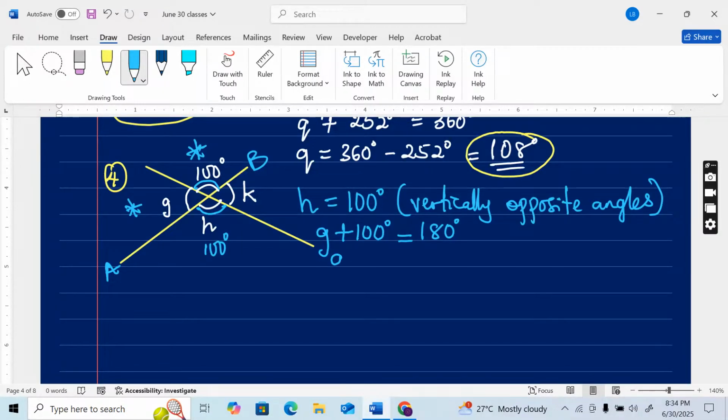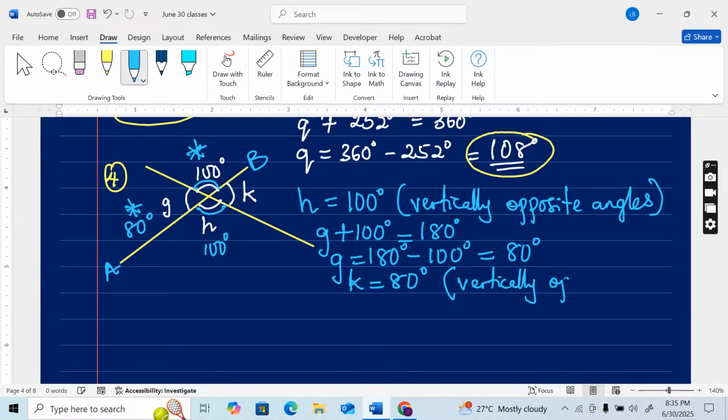So to get the angle G, we subtract 100 degrees from 180 degrees. The answer is equal to 80 degrees. So angle G right here is 80 degrees. So if angle G is 80 degrees, K is also 80 degrees. The reason is they are vertically opposite angles. So K is vertically opposite to G. All right. Angle K is vertically opposite to angle G.